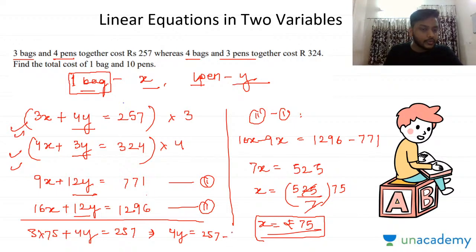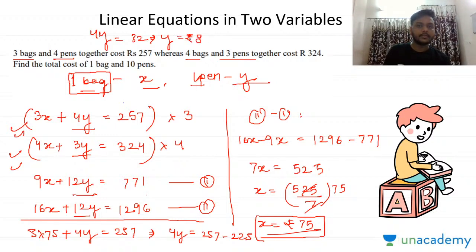Minus what? 257 minus 75 times 3, that will be 225. And that is going to give you 4y is equal to 32. So from here, your y will come out as 8.